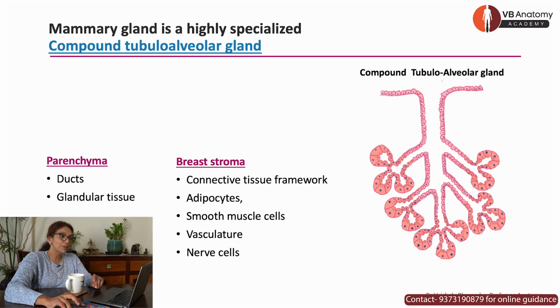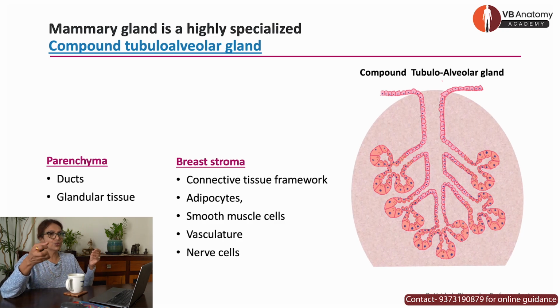What is stroma made up of? It's made up of connective tissue, elastic tissue, adipocytes, smooth muscle, blood vessels, nerves, everything that is required to support the parenchyma. Okay?